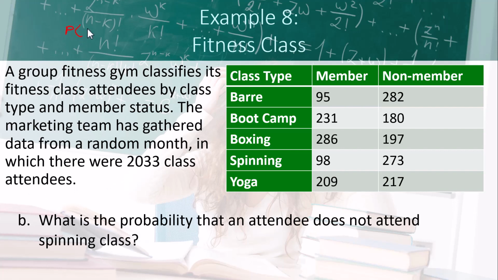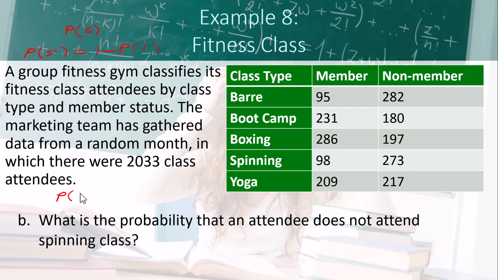So instead of computing all of this, it might be better to compute the probability that an attendee is in spinning class. Then the probability that he's not in spinning class, that would be its complement, is going to be 1 minus the probability of him being in spinning class. So let's go ahead and do that.